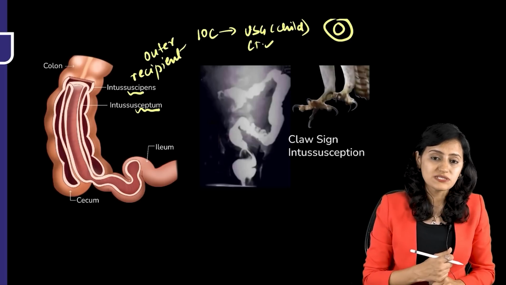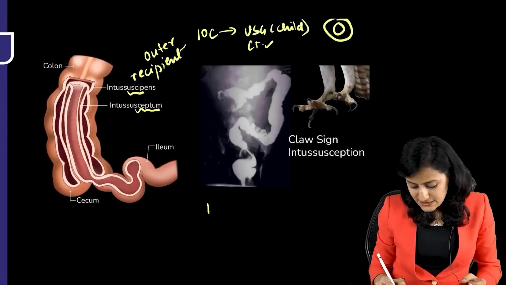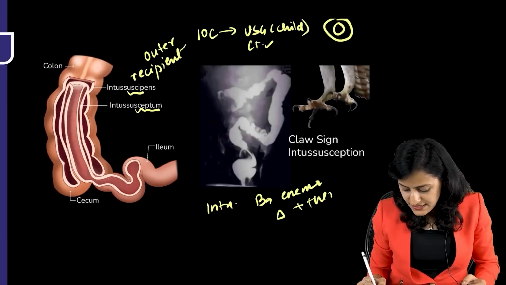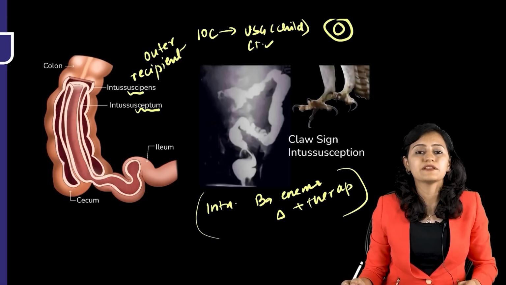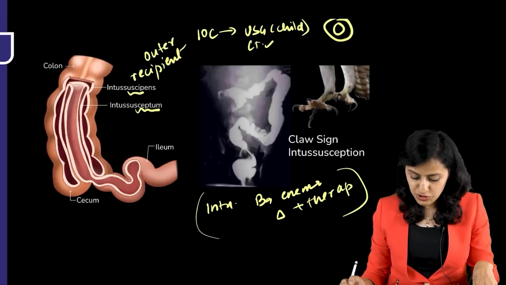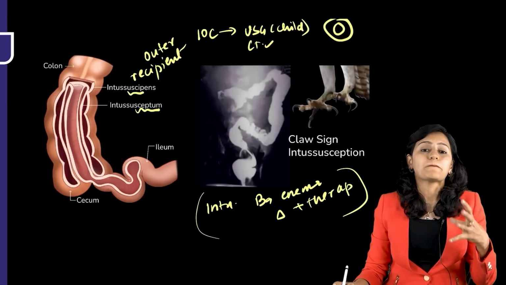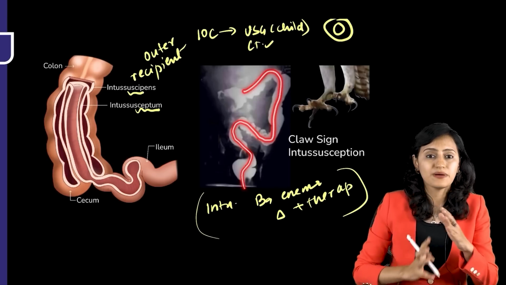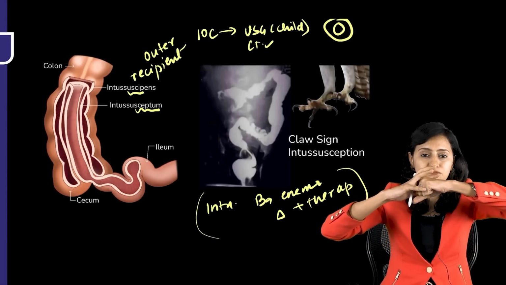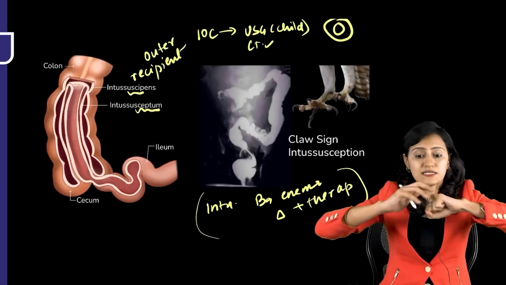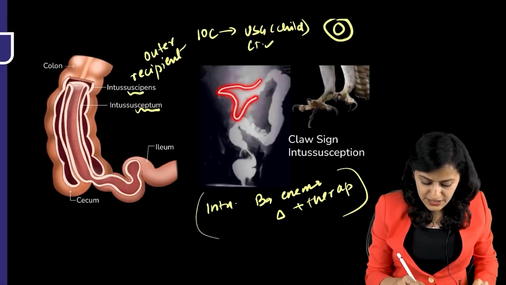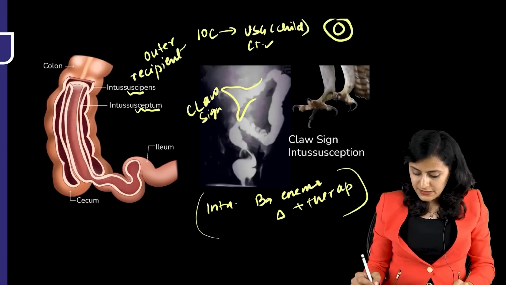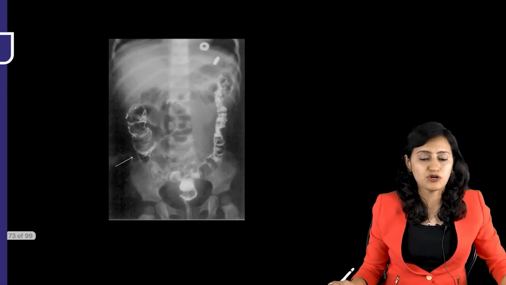Barium enema used to be the gold standard previously, and intussusception is a condition where barium enema can be both diagnostic and therapeutic. So, in which condition is barium enema both diagnostic and therapeutic? It is intussusception. What are the signs that we see in barium enema? When the barium goes up and reaches the point of intussusception, the barium goes around the intussusceptum like a claw, right? So, the barium spreads out like a claw. This is called the claw sign. We get the claw sign in intussusception on barium enema.